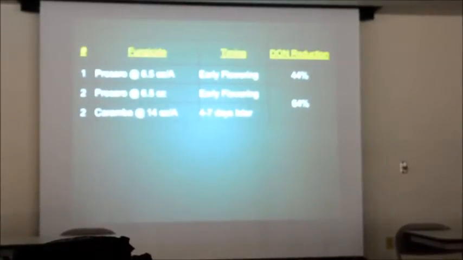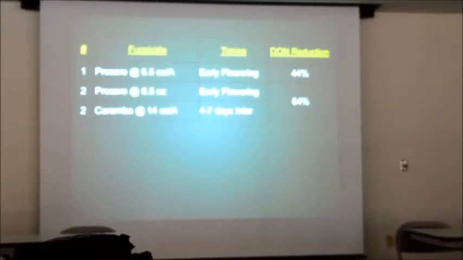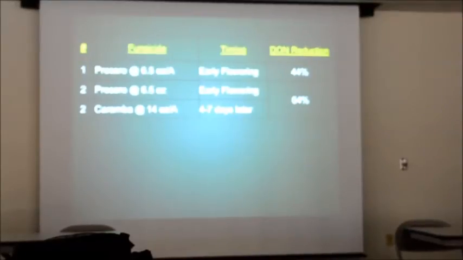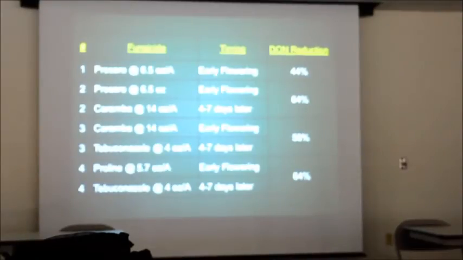If we put our best 2 products out there, how much scab suppression can we get? So this is Fusarium at early flowering, followed by Caramba 4 to 7 days later, depending on location. It bumped up to about 64%. Still not 100%, I understand that. Caramba at early flowering with the tebuconazole, 58%. And I think this is something that's starting to get used a little bit more in the double application. And the other one was Prosaro at early flowering, and then tebuconazole later, about 64%.